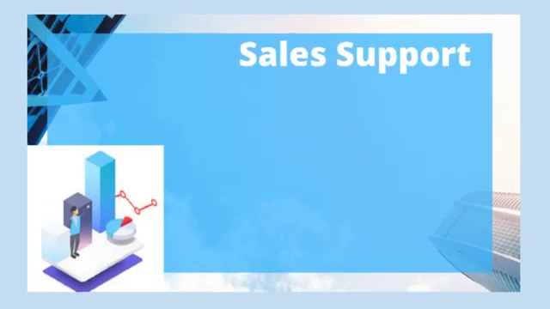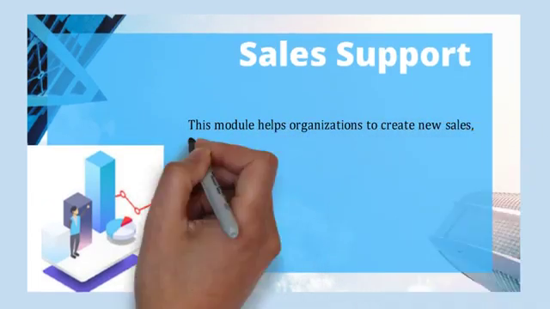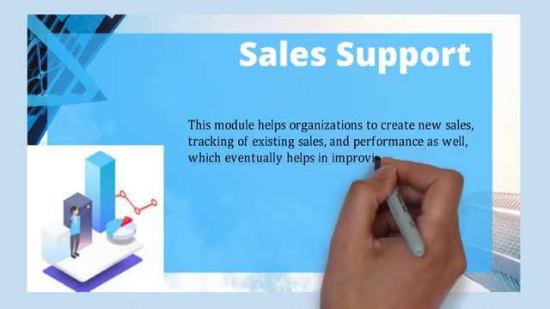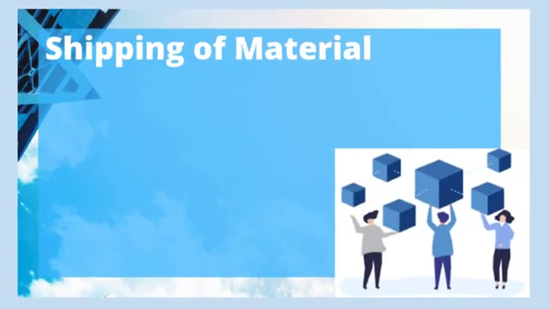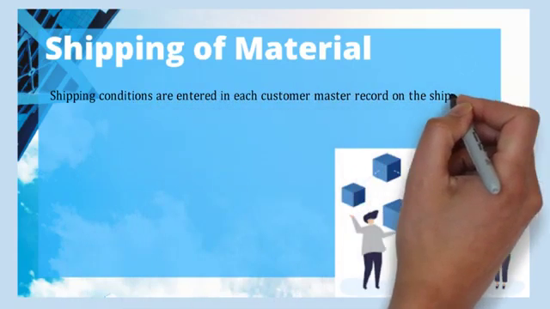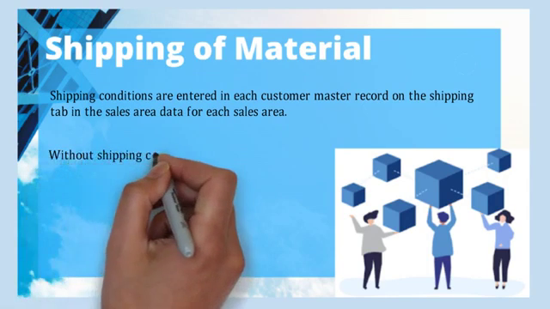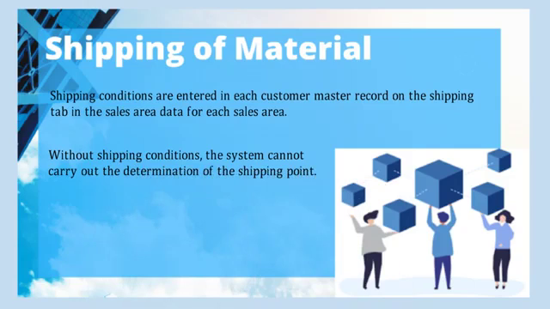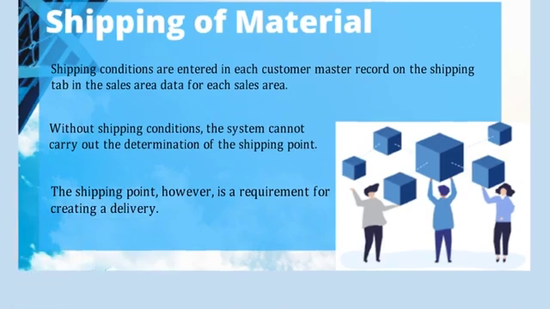Sales Support. This module helps organizations to create new sales, track existing sales and performance as well, which eventually helps in improving the marketing and sales of an organization. Shipping of material. Shipping conditions are entered in each customer master record on the shipping tab in the sales area data for each sales area. Without shipping conditions, the system cannot carry out the determination of the shipping point. The shipping point, however, is a requirement for creating a delivery.